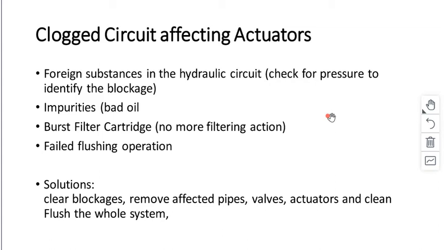Failed flushing operation. So you flushed the system and you didn't have a good flush, and some stuff was still left in the system. So that's an indicator that the system is being clogged. Solution: clear blockages, remove affected pipes, valves, actuators, and clean and flush the whole system.